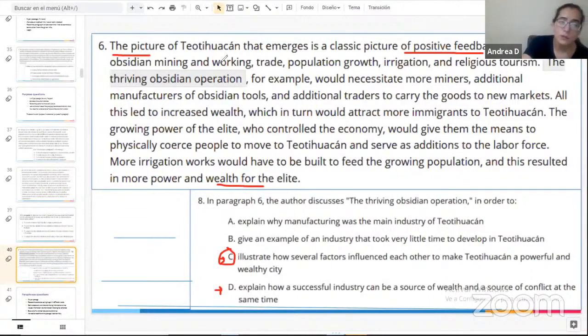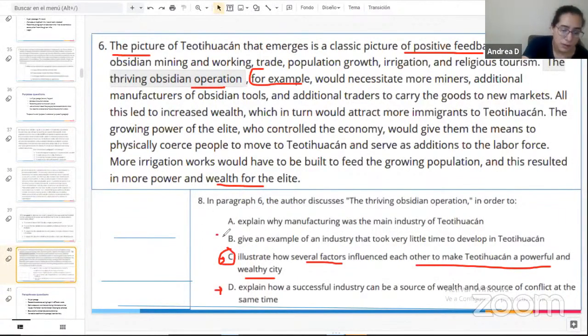So the only thing you really needed to do was understand what that idea is. And that's what we have in option C, right? How several factors influenced each other to make Teotihuacan a powerful and wealthy city. Now, another thing, can you see this, for example, here? The thriving obsidian operation, for example, would necessitate more miners. So that is telling us that the thriving obsidian operation is an example. I don't know of what, but it's an example.